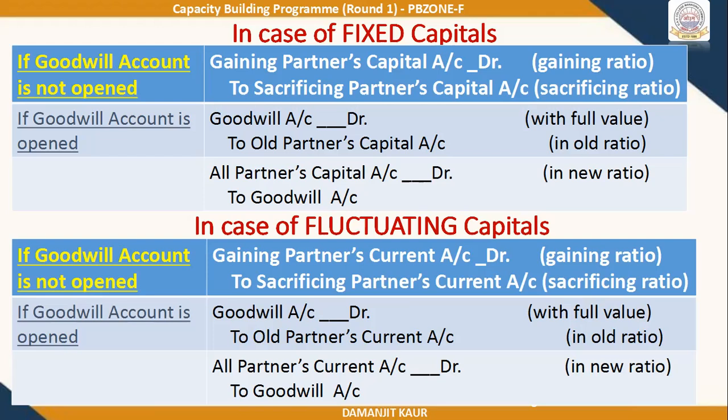Here, most probably in most of the cases, the old partners are the sacrificing partners unless and until there is some change in their share also. If one of the old partners also becomes a gaining partner, then that partner also will be debited along.